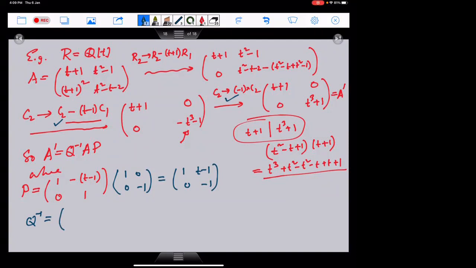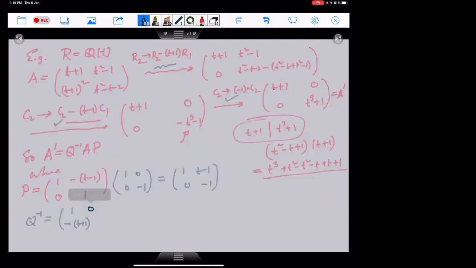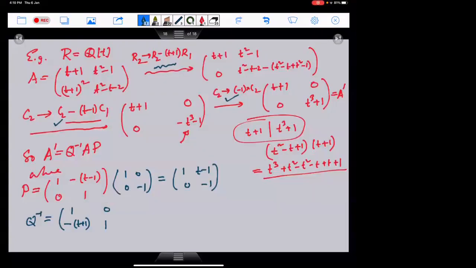Q inverse, I have only one row operation, the first operation here, you see. Second row is changed, so I don't have to worry about the first row. Second row is replaced by second row minus t plus 1 times the first row. Maybe I push a little to the right. Right, this is Q inverse.